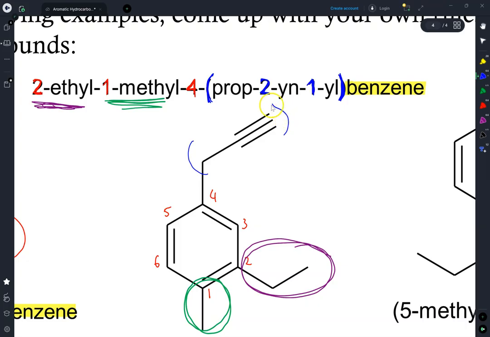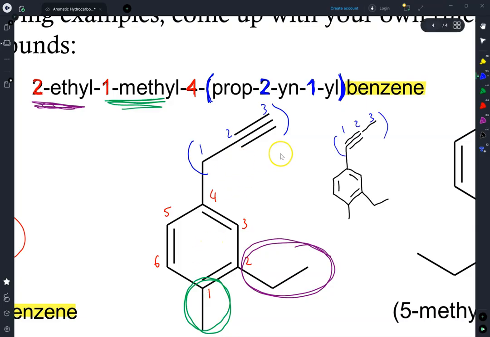Because we need to tell the reader where the triple bond is located. Currently it says it's located on the number 2 carbon with the attachment site to the parent chain on the number 1 carbon. That's why it says 1-yl. Thus this branch is numbered 1, 2, and 3 going from left to right.